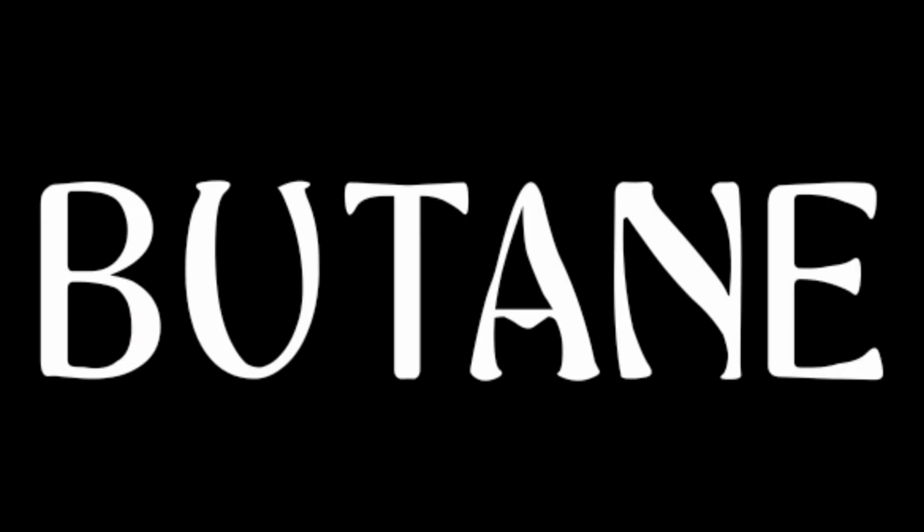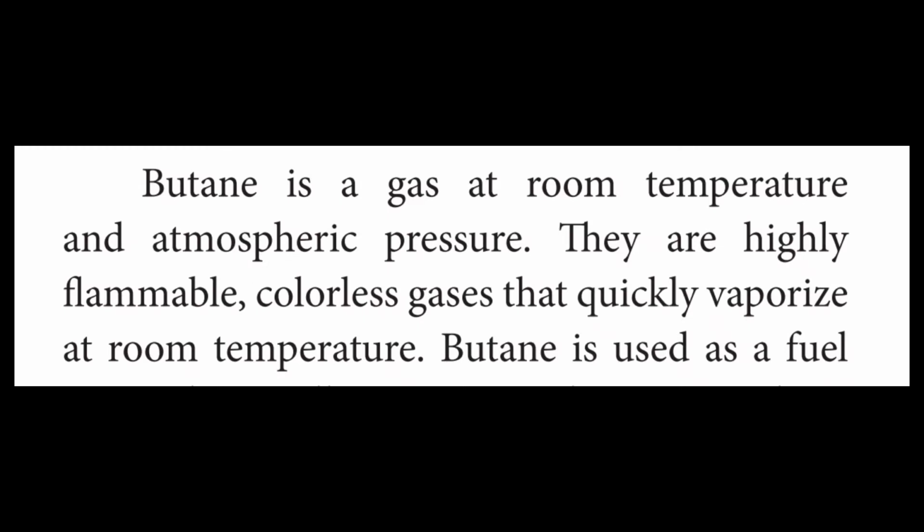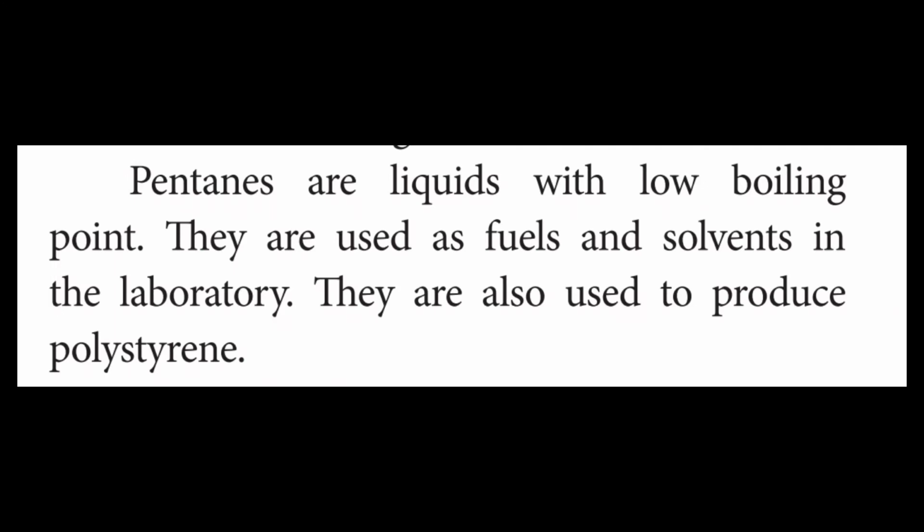Next, we move on to butane. It is a gas at room temperature and atmospheric pressure. It is a highly inflammable, colorless gas that quickly vaporizes at room temperature. Next, we move on to pentanes. Pentanes are liquids with a low boiling point. They are used as fuels and solvents in the laboratory. They are also used to produce polystyrene.